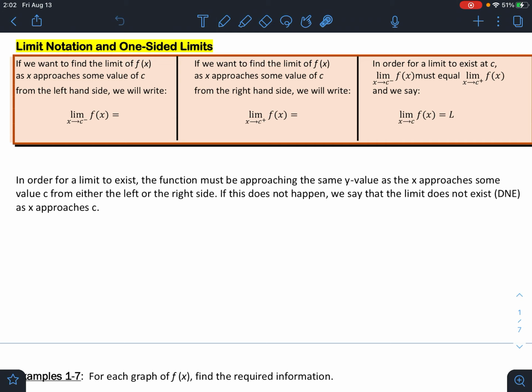All right, so let's take a look here. Very important, a little note at the bottom of this slide: in order for a limit to exist, the function must be approaching the same y value as x approaches some value c from either the left or the right side. If this has not happened, then we say that the limit does not exist. We write DNE as x approaches c.